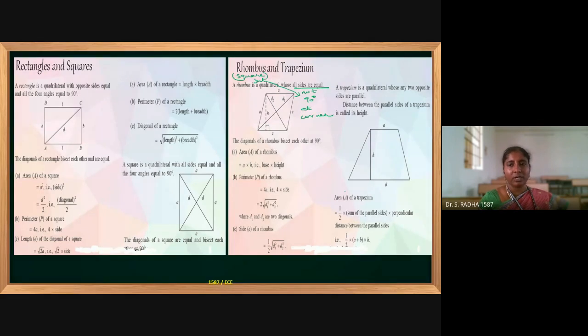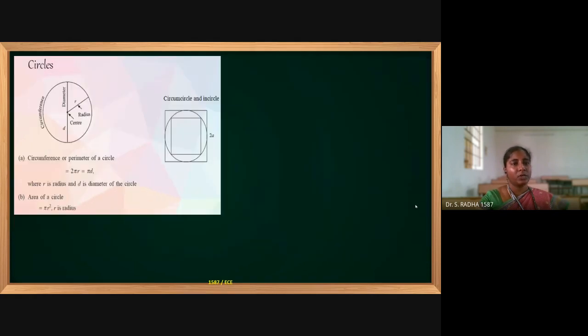A trapezoid, I told you, has A and B parallel. 2 sides are parallel. Okay, there is a distance between the parallel sides. 4 sides are there, but only one pair of opposite sides will be parallel. That is the condition in a trapezoid.